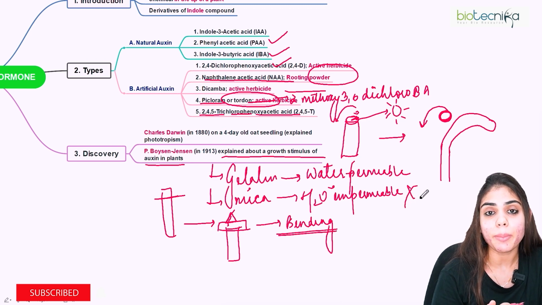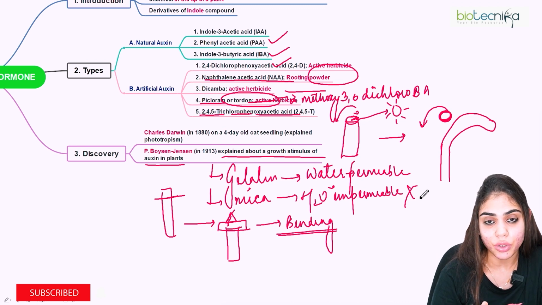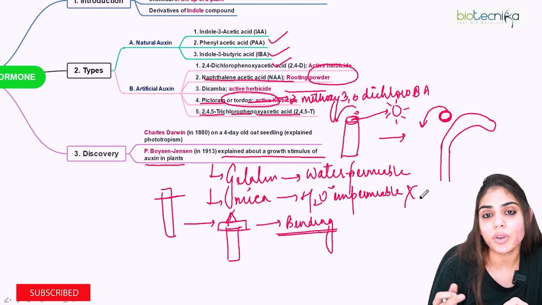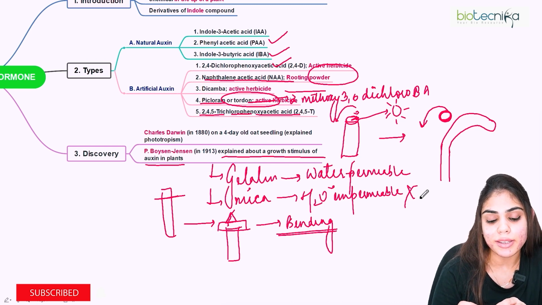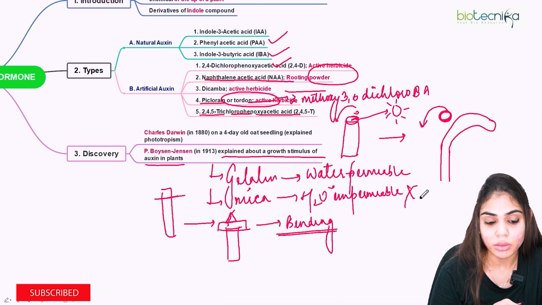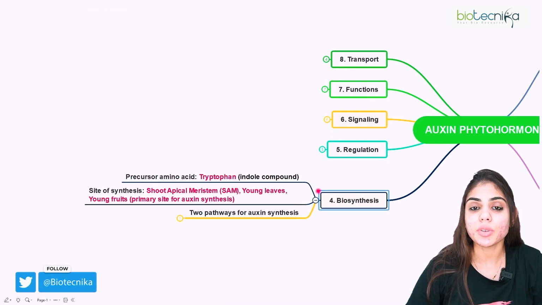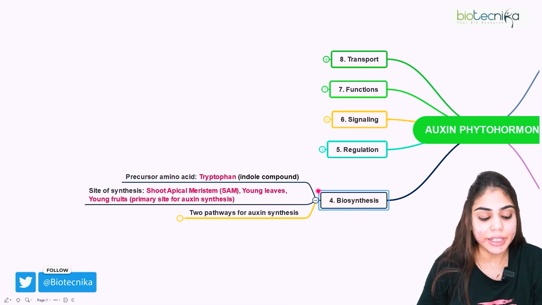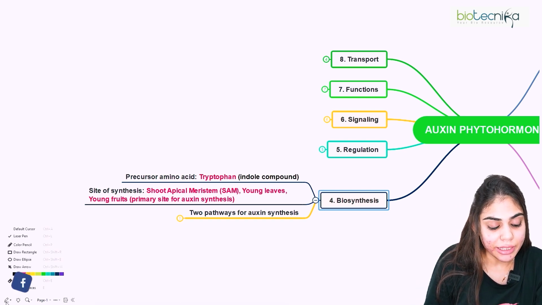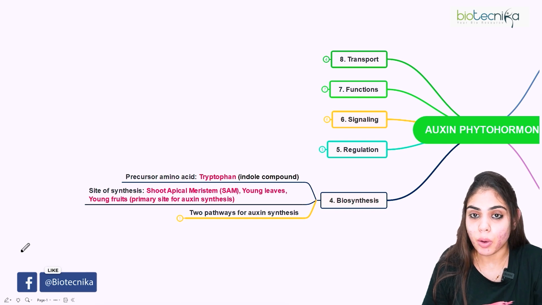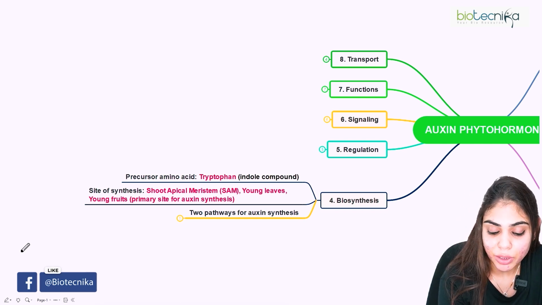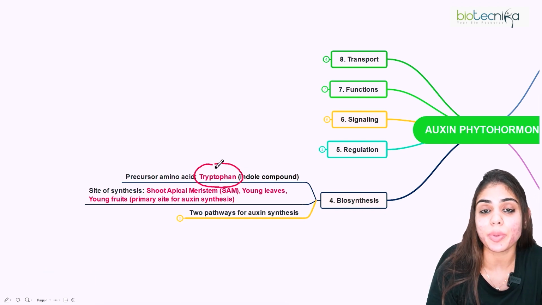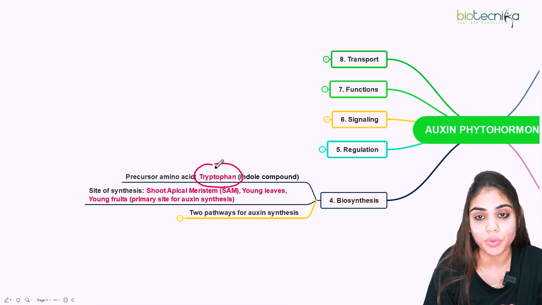So this was all about the discovery of the auxin phytohormone, where Charles Darwin proposed the phenomenon of phototropism, which is very important. This was further explained by Paal and Jensen in 1930. Now let's come to the biosynthetic mechanism of this auxin phytohormone. I've already mentioned that they are derivatives of the indole compound. Here the amino acid tryptophan acts as a precursor for the synthesis of the auxin phytohormone.